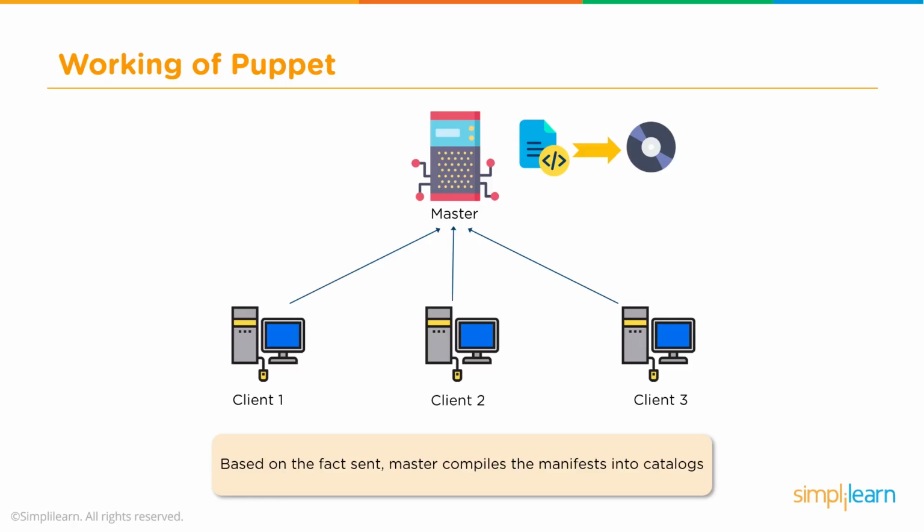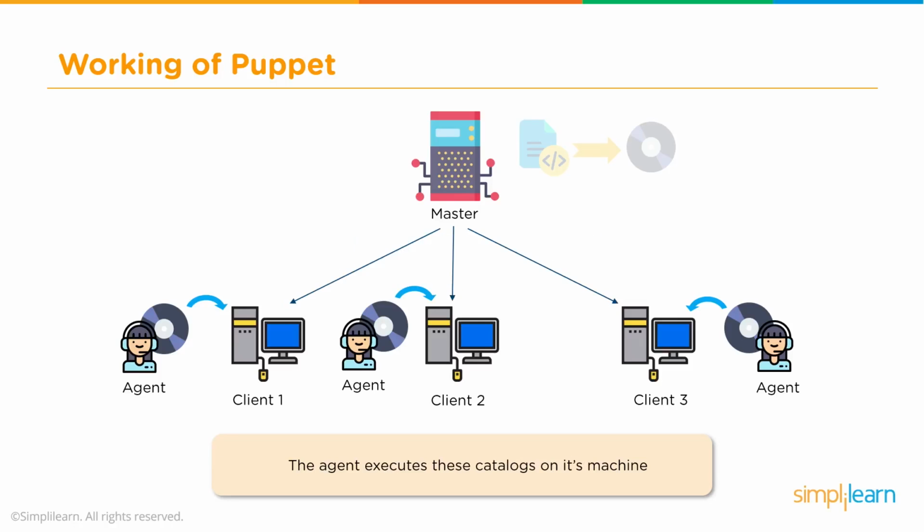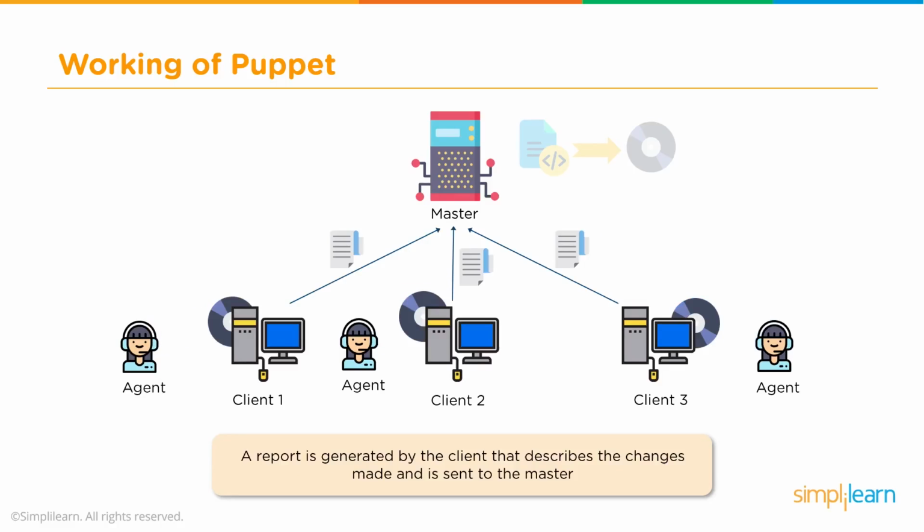So why does the master do this? The master basically compares the facts against the manifest to know if what the manifest is about to perform is already performed on these systems. So if the manifest has some additional functionality, they are compiled into catalogs, and then these catalogs are sent over to the client. Now remember those agent services which existed in your clients? Here's where they come in. The agents take the catalog and execute them on the client. Once executed, these catalogs make the required changes on the client and a report is generated. This report is then sent back to the master.